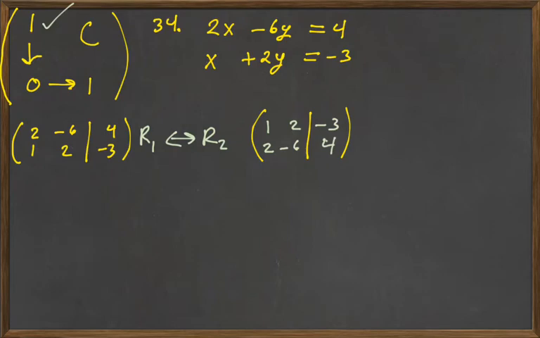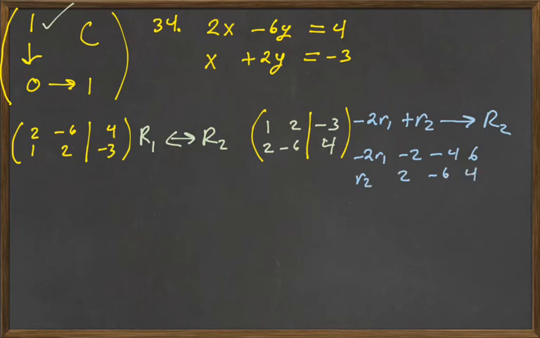And so that accomplishes the first step without doing any sort of computations. We switch the rows. The next thing we want to do is we want to make a 0 here. This is in column 1, so we're going to use row 1, and the opposite of 2 is negative 2. So we're going to do negative 2, row 1, plus row 2, replace row 2. Negative 2, row 1 will be negative 2, negative 4, and 6. Row 2 is 2, negative 6, and 4.